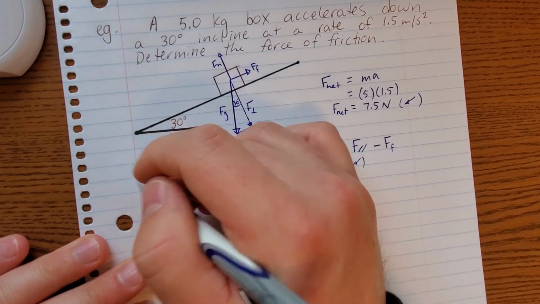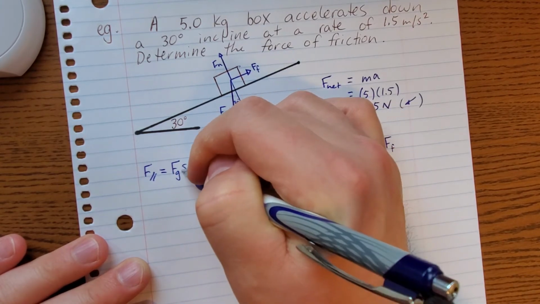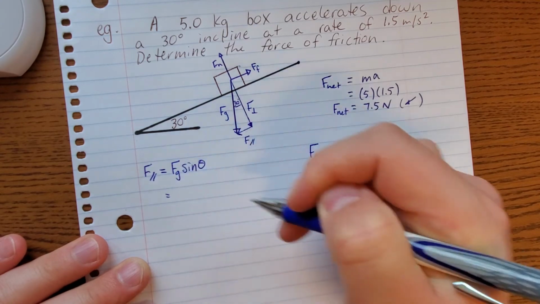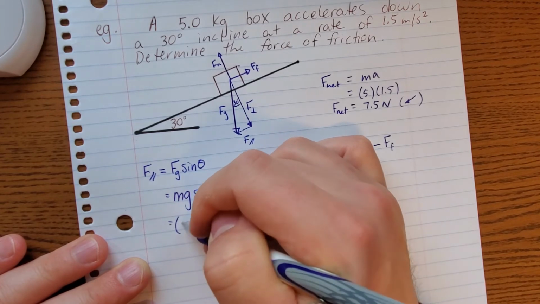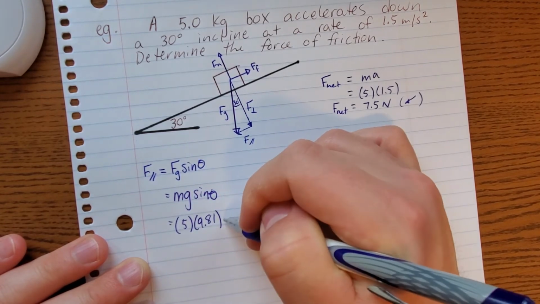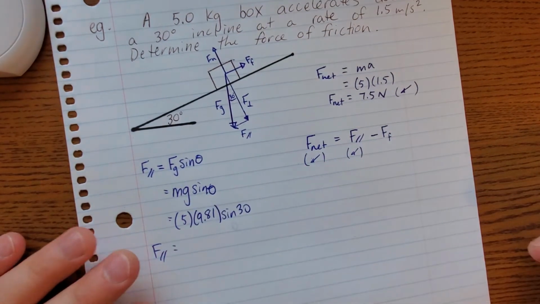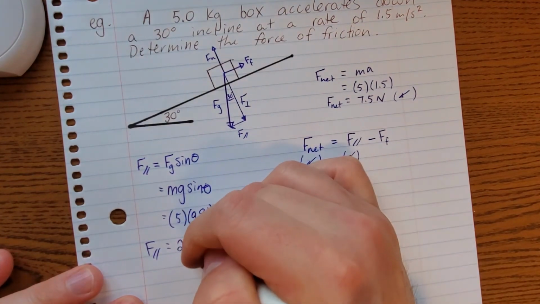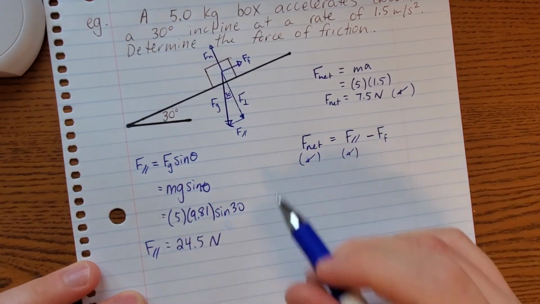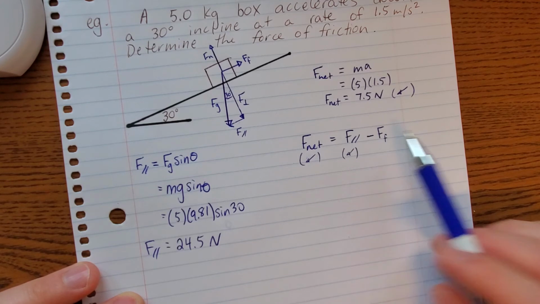We don't know the parallel force yet, but we certainly can get it. As always, the parallel force is the gravitational force times the sine of the angle. Gravitational force is mg. So this is going to be 5 times 9.81 times sine 30. That's giving me 24.5 newtons. That's the total force pulling it down. The net force is only 7.5 because friction is taking some of that away.